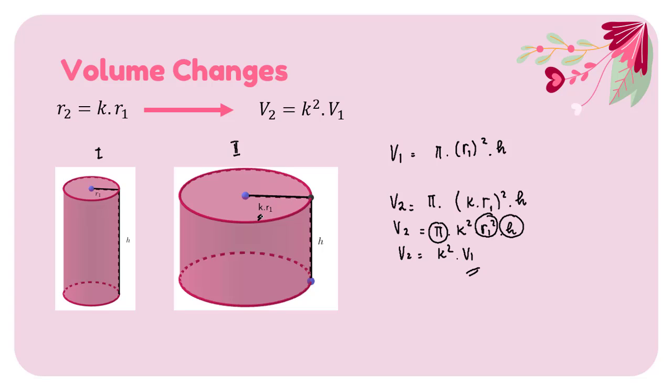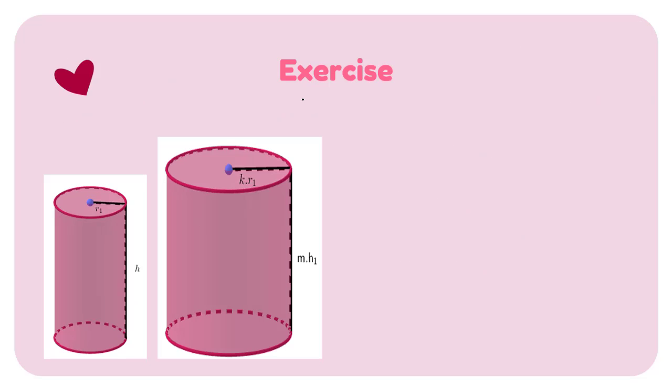And now, what if we enlarge the radius and the height at the same time? Okay, we'll try to find out the ratio between the volume of the first cylinder and the second cylinder. Okay, I have the cylinder here. Yeah, we enlarge the radius and also the height at the same time. Let's find the ratio.